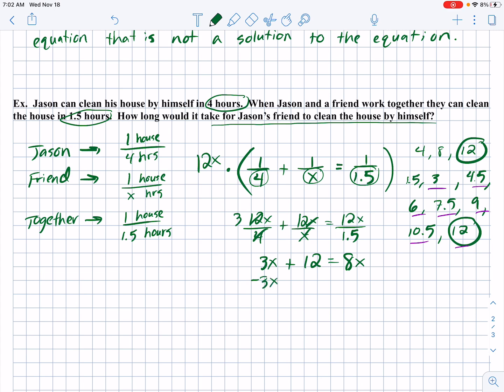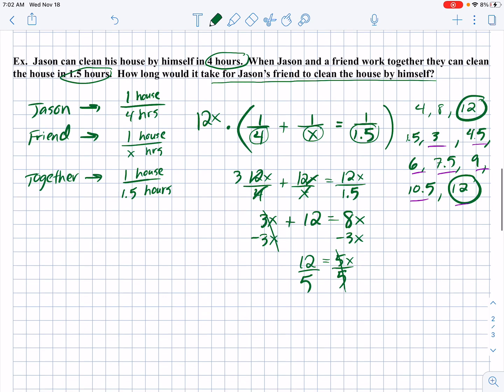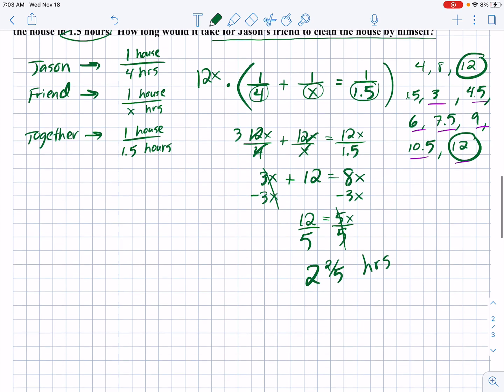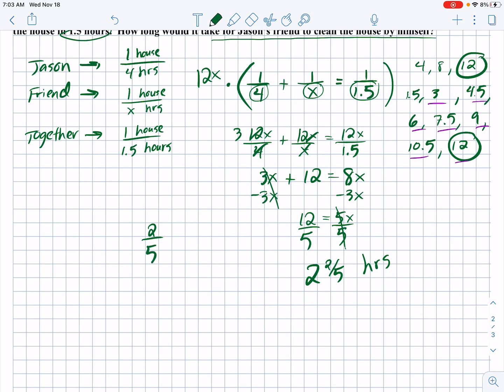Great, let's finish solving. Subtract 3x from both sides. Divide by 5. So the friend can clean the house, and let's write this not as an improper fraction, but 5 goes into 10 twice. We're left with 2/5 hours. If we want to find 2/5 of an hour in minutes, 2/5 times 60. 5 goes into 60 twelve times, and we're left with 24. Remember, we chose 60 because that's 60 minutes per 1 hour. So we're left with 2 hours and 24 minutes.